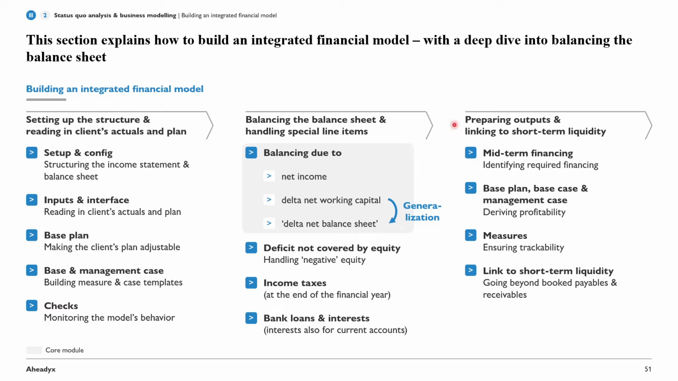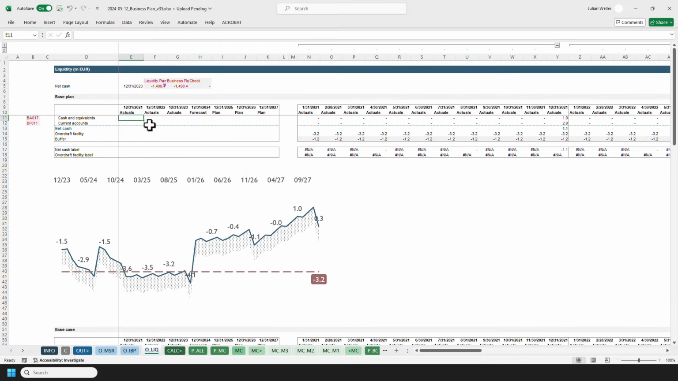Let's finalize this work package. So now we will produce the outputs and link the integrated business plan to short-term liquidity. The first output that we want to build is this liquidity tab. And here you can see 3 charts.